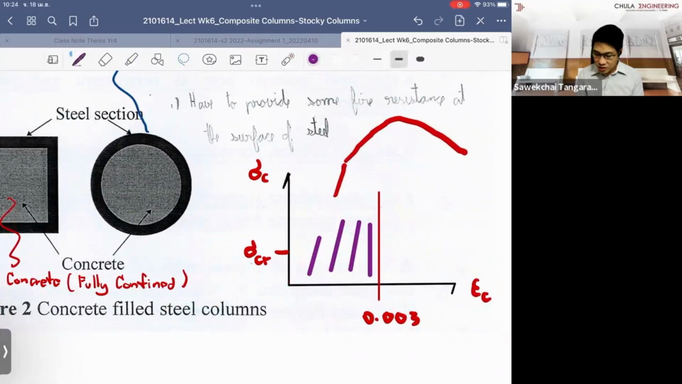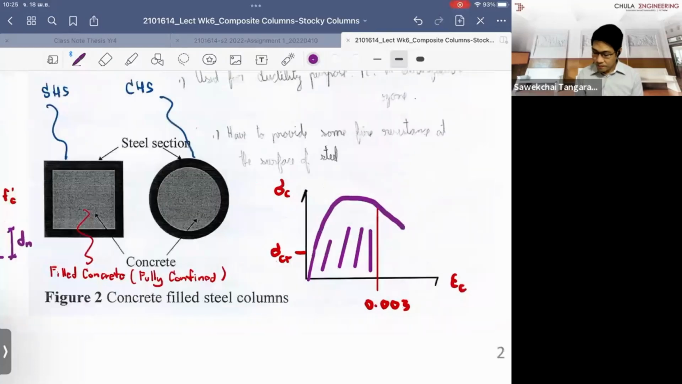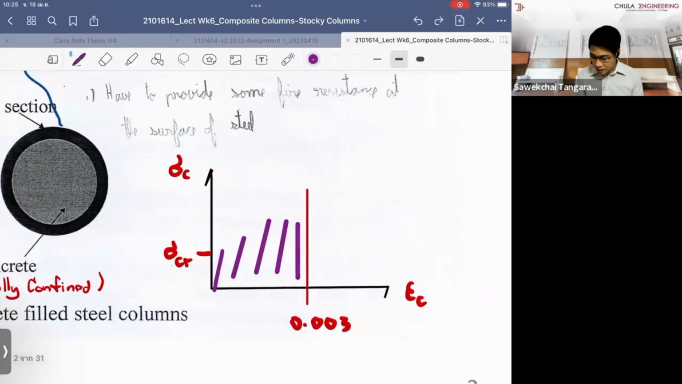Let me change the colors. Right. No, it's not nice. Sorry.